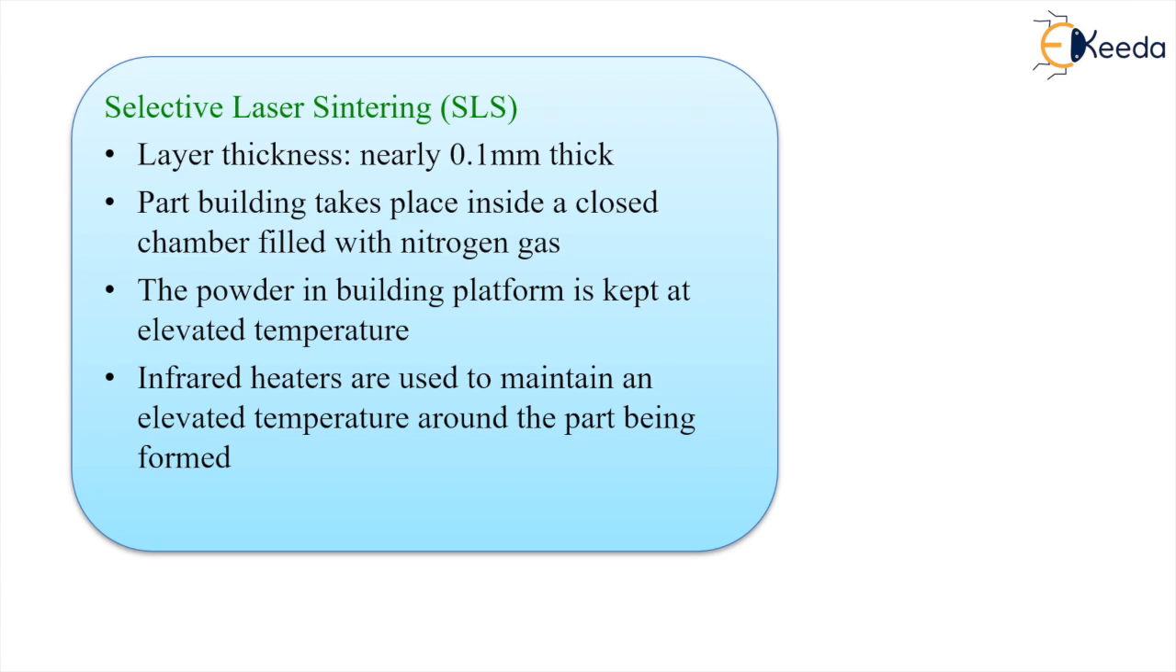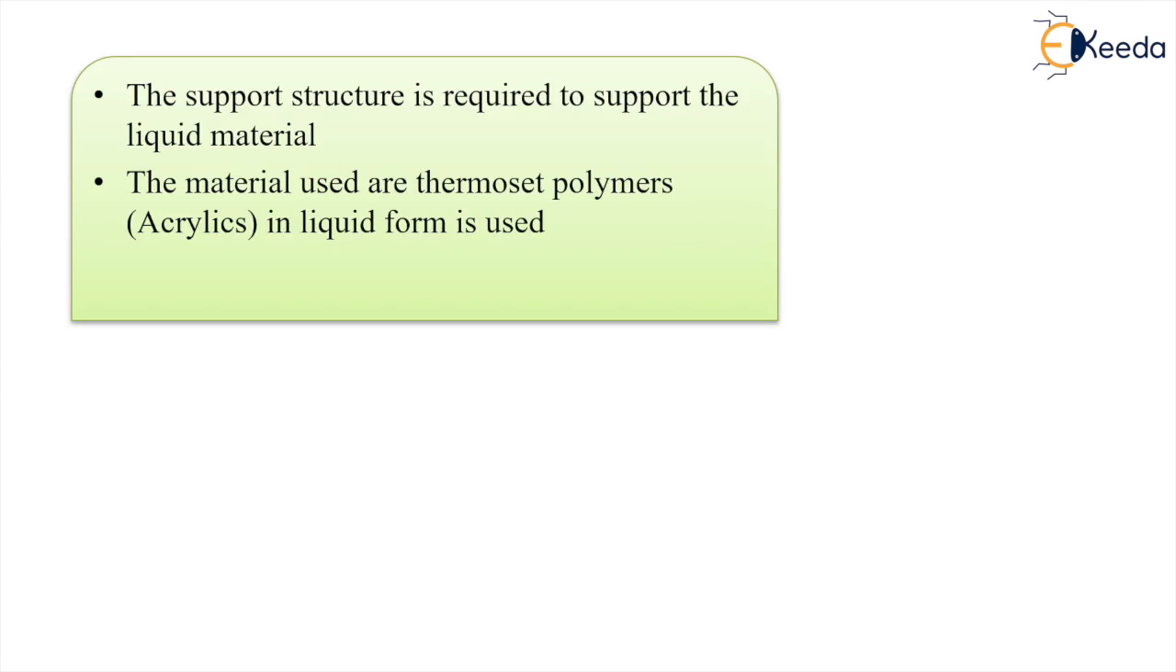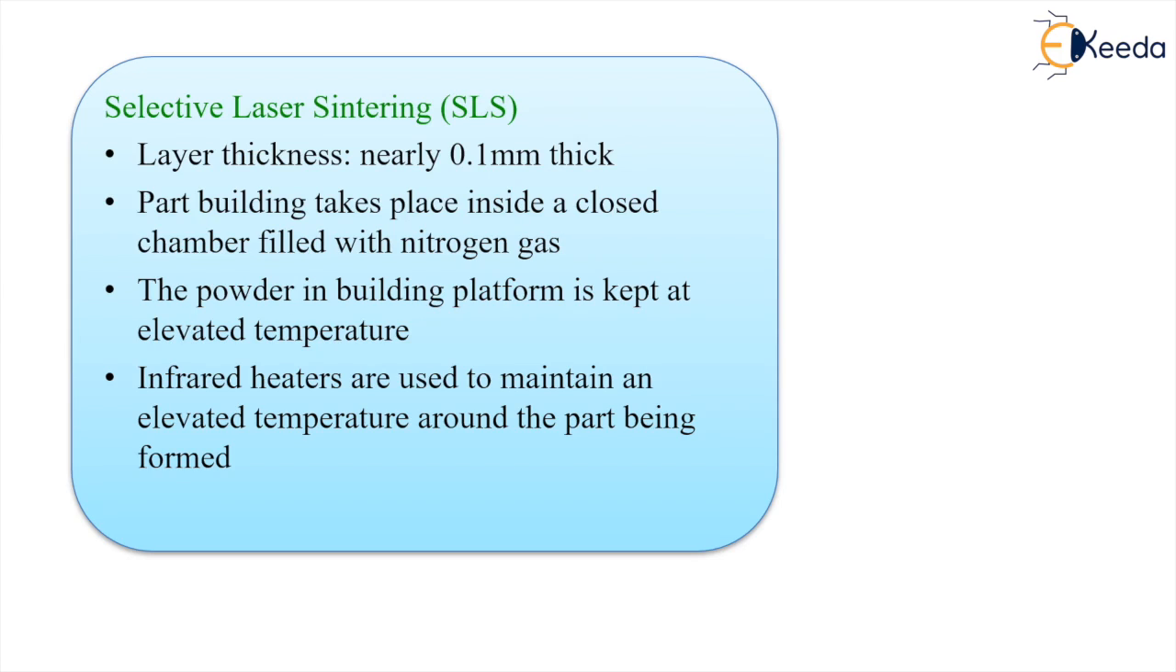Now let us have some detailed discussion on the selective laser sintering technique. Definitely we will discuss it because this is important. The selective laser sintering, SLS. So what is the layer thickness here? We are getting a layer thickness of nearly 100 micron or 0.1 millimeter. The part building takes place inside a closed chamber filled with nitrogen gas.